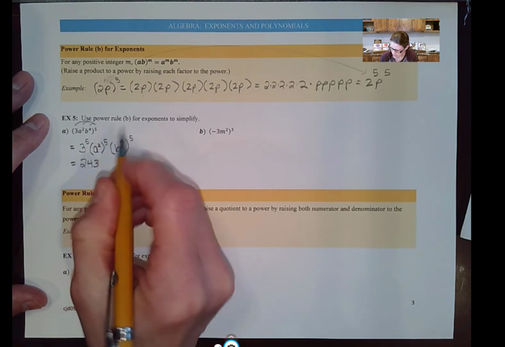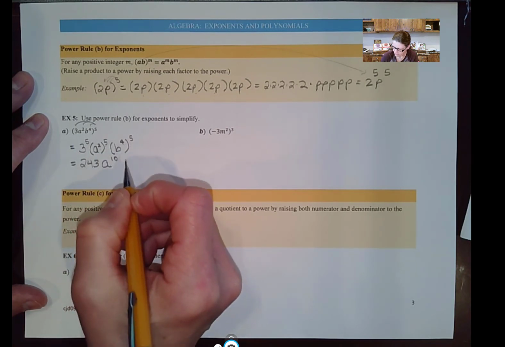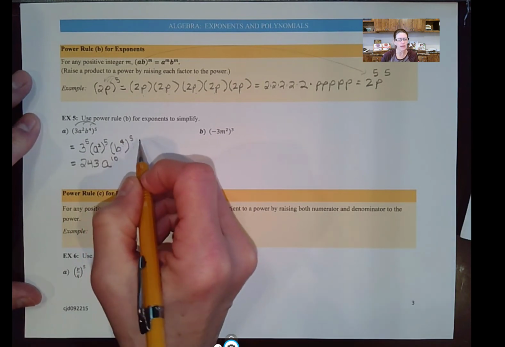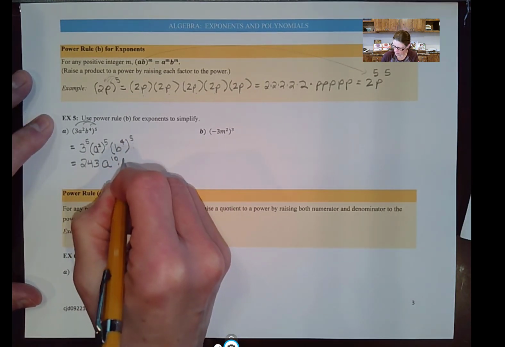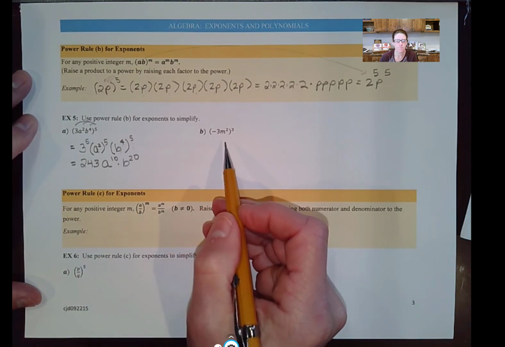A squared to the 5th power, to a power multiply, and we'll write that as a to the 10th. B to the 4th to the 5th power, to a power multiply, and we're going to write that as b to the 20th. So there's our simplified form.